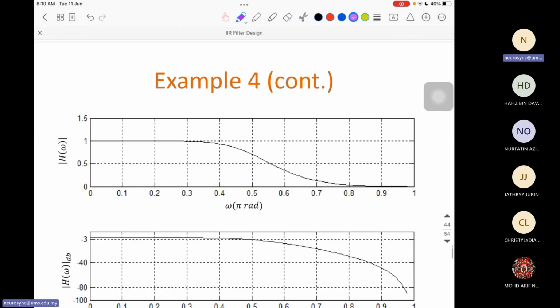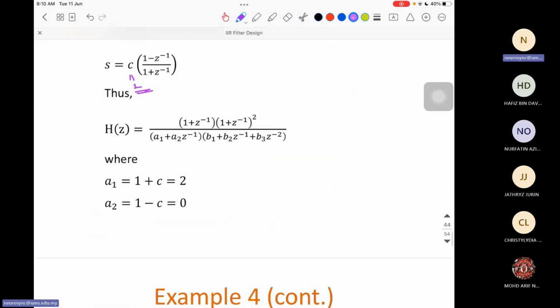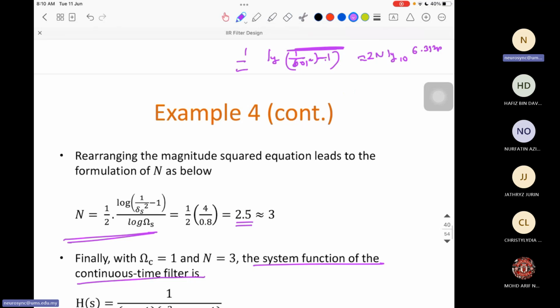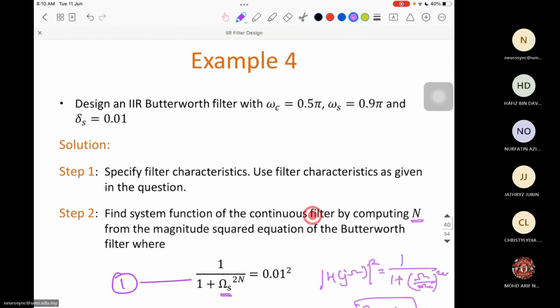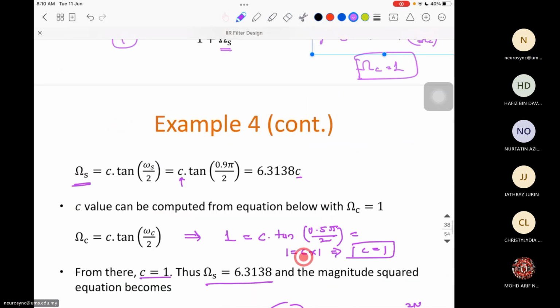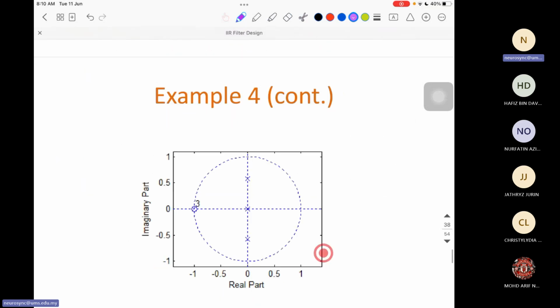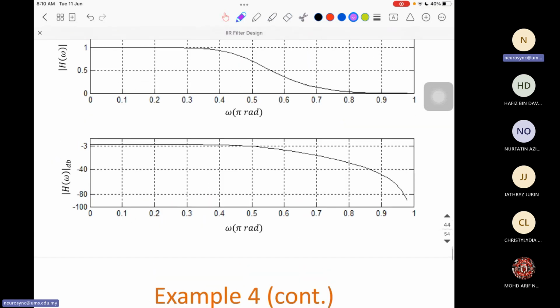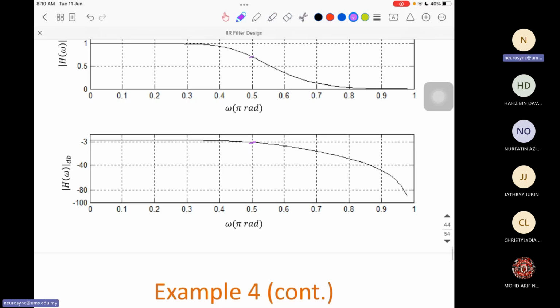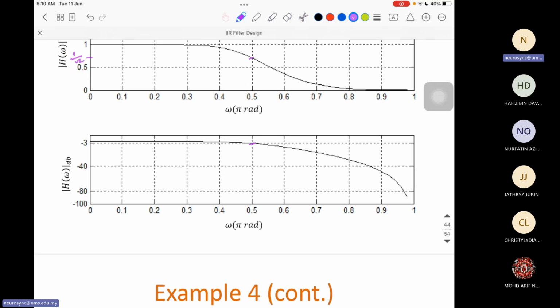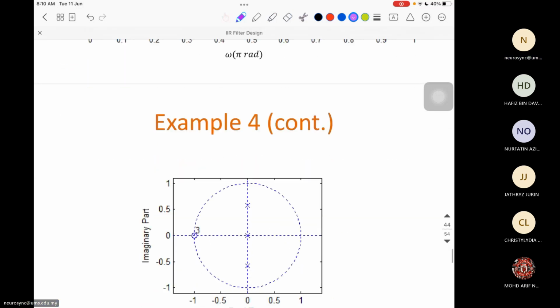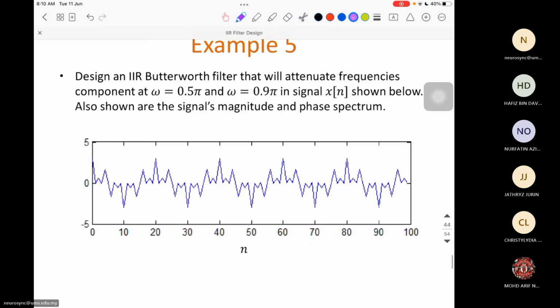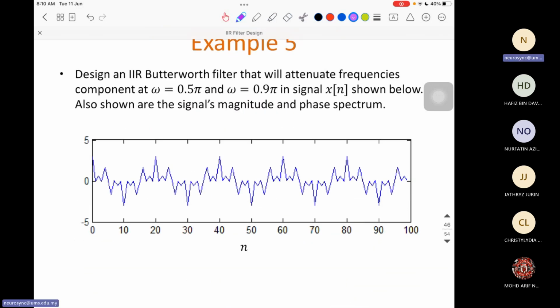Here the cutoff frequency is already given, that is omega c equal to 0.5 pi. So in the magnitude spectrum at 0.5 pi, you will get the minus 3 dB crossing, or at 0.5 pi you will get 1 by root 2 magnitude here. So this was the example.